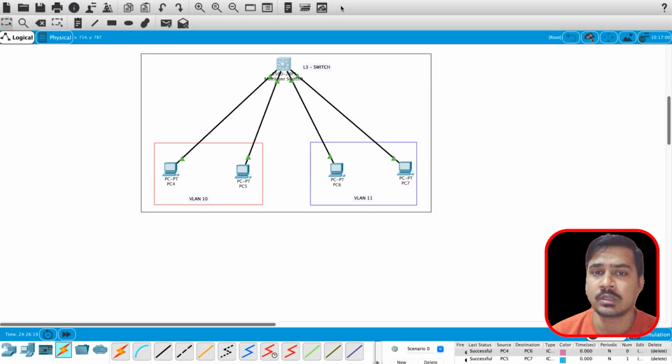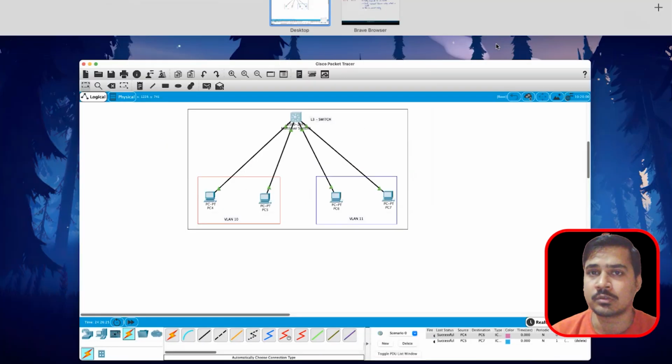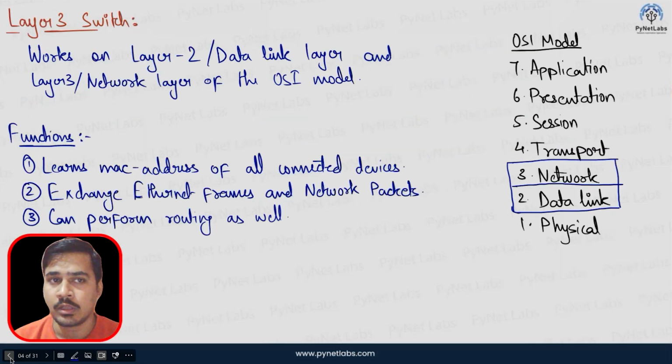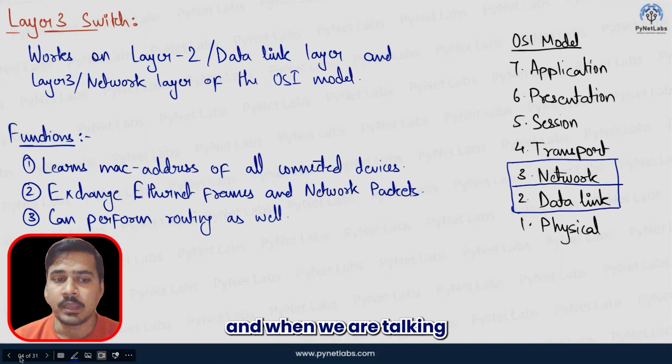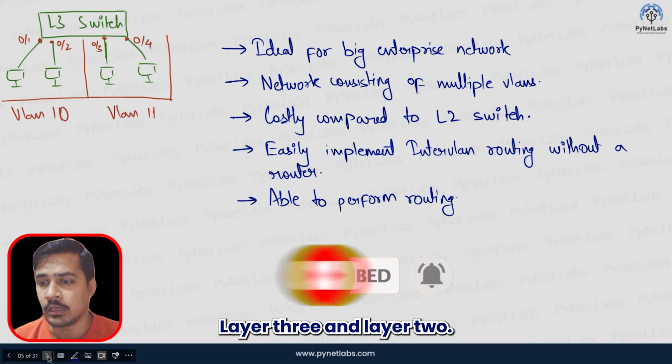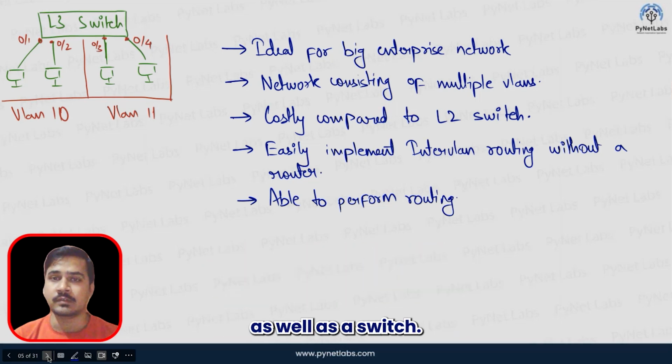As a network engineer, it is very important that you understand where to use a layer 2 switch and a layer 3 switch. Now to summarize all this: a layer 2 switch works at OSI model layer 2. The layer 3 switch works at OSI model layer 3 and layer 2, so it can work as a router as well as a switch.